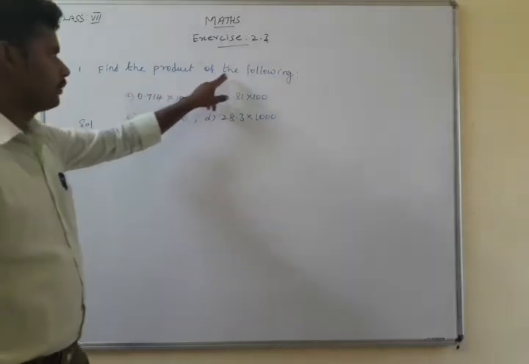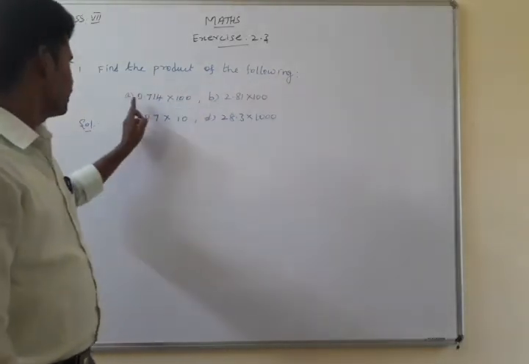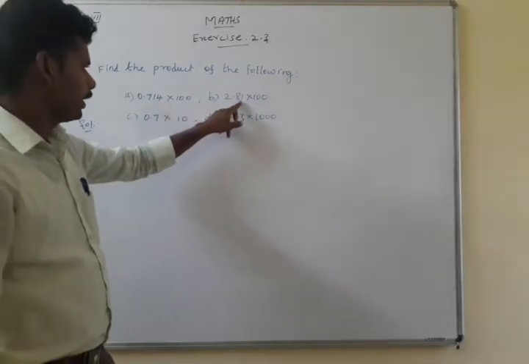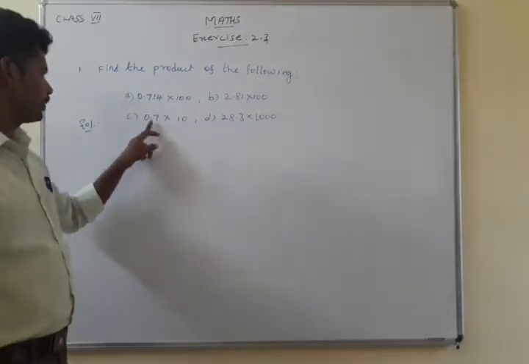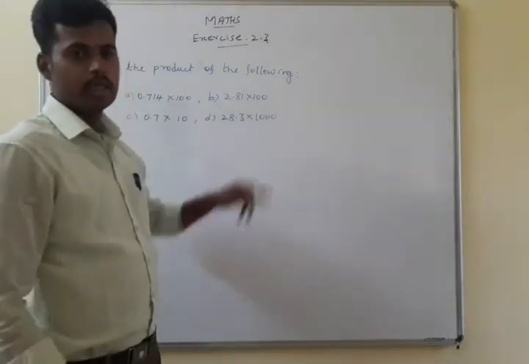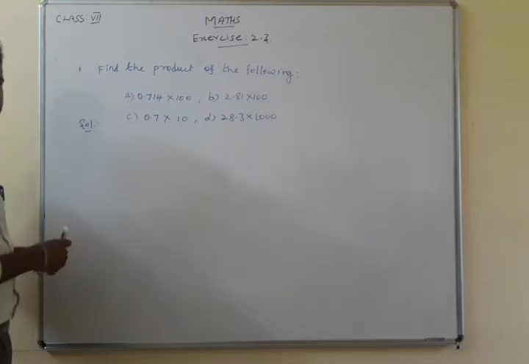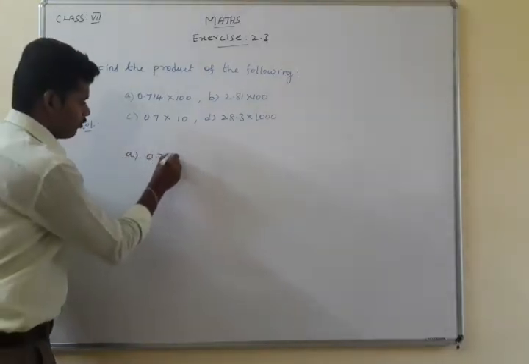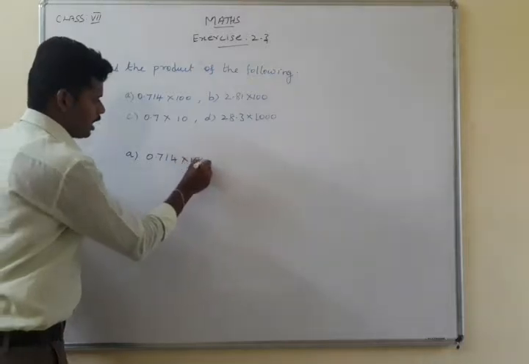Find the product of the following. A, 0.74 into 100; B, 2.81 into 100; C, 0.7 into 10; D, 28.3 into 1000. You know the easy method to multiply these. First one, 0.74 into 100.